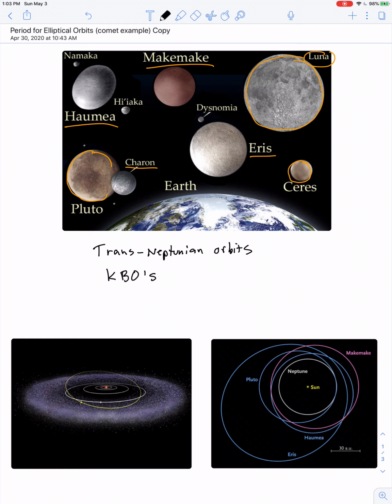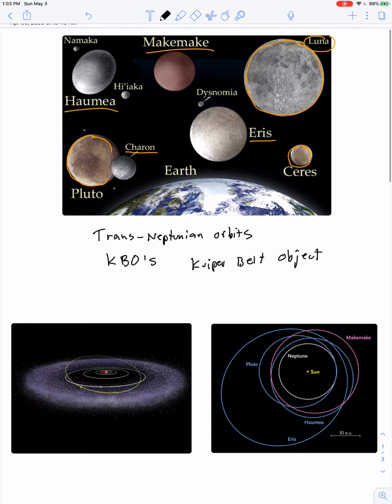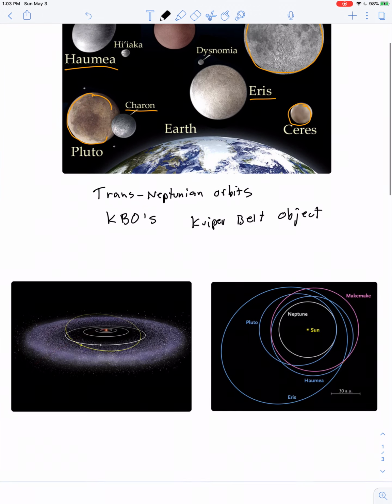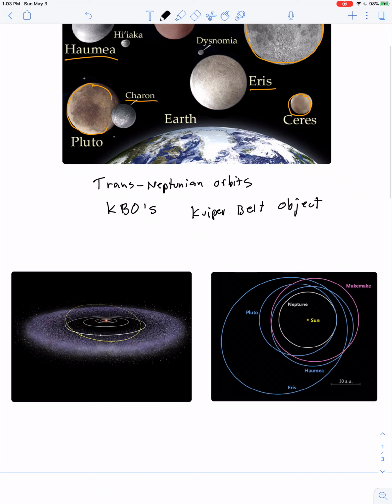A KBO stands for a Kuiper Belt object. Now, the Kuiper Belt is a dense region of small objects that orbit around the sun, roughly in the plane of the ecliptic, and it's not much unlike Saturn's rings. The whole solar system, in its way, has its own belt.